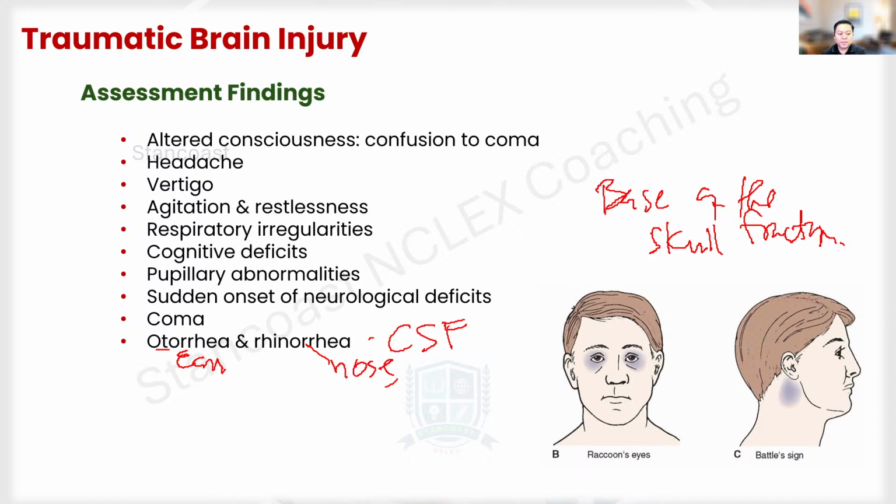Now, here, this is also going to manifest those raccoon's eyes and Battle's sign. Take note of these two pictures right here. You'll see that purplish or black discoloration surrounding both eyes. This is what we refer to as the raccoon eyes or the Battle's sign. There's going to be bruising, discoloration behind the ear, and they are indicative of skull base fractures, and they are a result of the blood that's draining into the soft tissue spaces following the fracture. Again, this could be caused by blunt injury, head trauma, or maybe a fall. But you will really take note of the discoloration surrounding the eyes, and also behind the ear. And again, don't forget about the raccoon eyes and the Battle's sign.